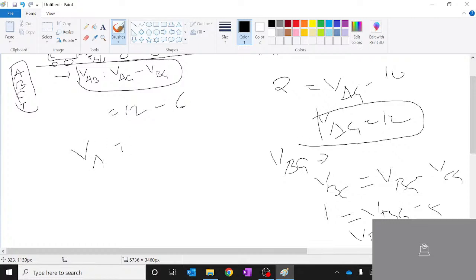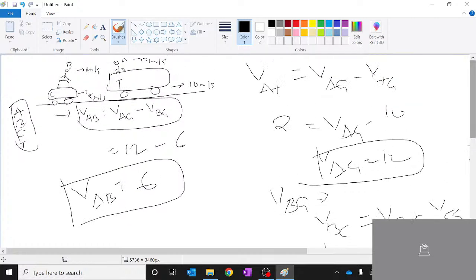Therefore, the relative velocity of A with respect to B is 6 meters. Now if you understand the difference, you will understand the relative velocity of A with respect to B. Clear? Understood? Okay, A is traveling on a bus with respect to 10 meters per second. Now B is on a car, the person B is sitting on a car which is moving with a relative velocity of 5. Okay, clear? Understood?